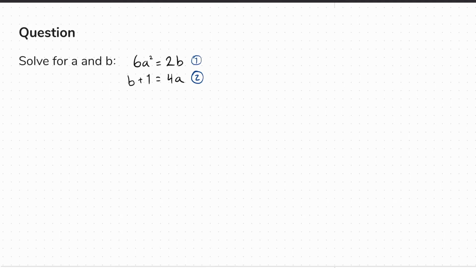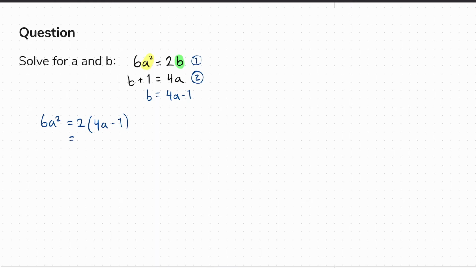Now, because we already have this a squared, I don't want to substitute for a, right? I don't want to have to replace a. What I would prefer to do is to replace this b, substitute it for something in terms of a, right? So if b is equal to 4 lots of a minus 1, then substituting that into 1 gives me this here. 6a squared equal to 2 times b, which is 4a minus 1.